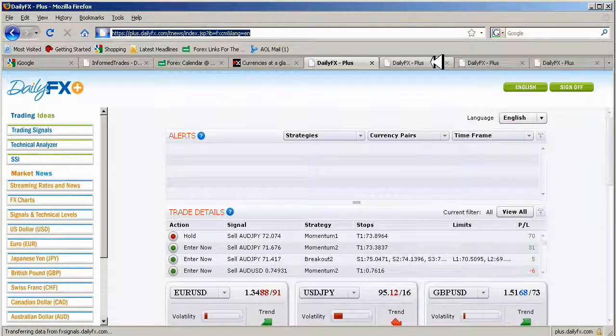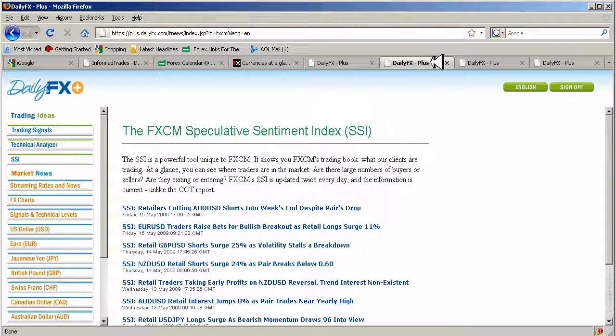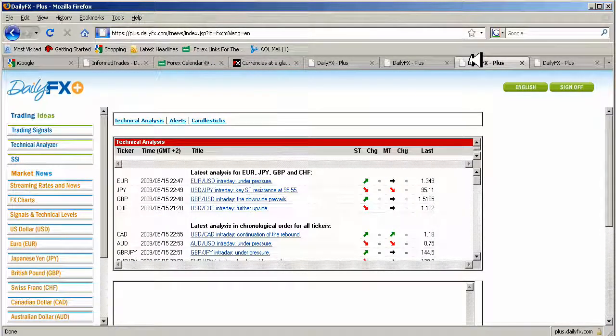What I then look at is the SSI, or Speculative Sentiment Index, which shows what FXCM's traders, or customers rather, are actually trading. I'm still quite new to interpreting this, so maybe this is something that will develop over time. And I will also look at their technical analysis pages, again, which gives me a great idea of trends, movements, and where they think the markets are going to go.